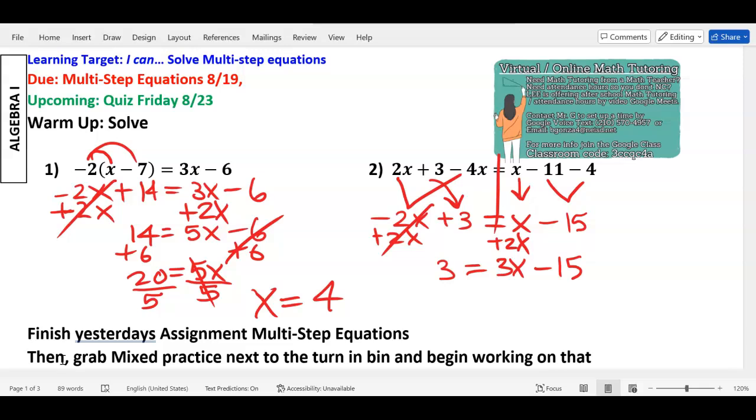And I, again, hope by now you can do the two-step equation pretty quickly. You get rid of the loner on the side of x. The opposite of minus 15 is plus 15. You get 18 equals 3x. Last step to get rid of a coefficient is to divide. X equals 18 divided by 3 is 6. Okay?